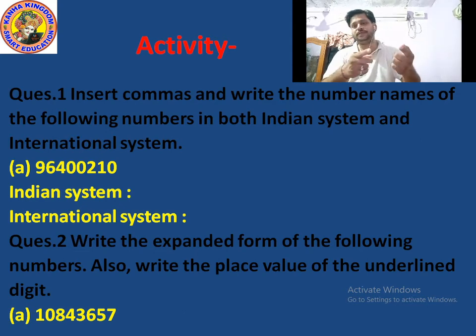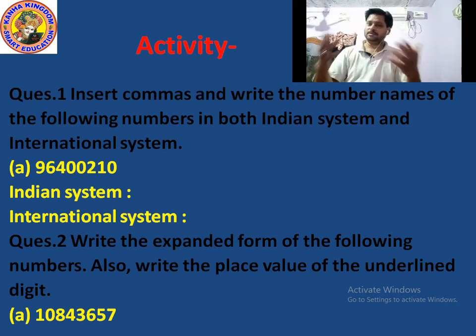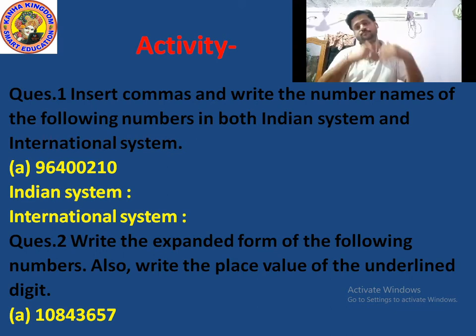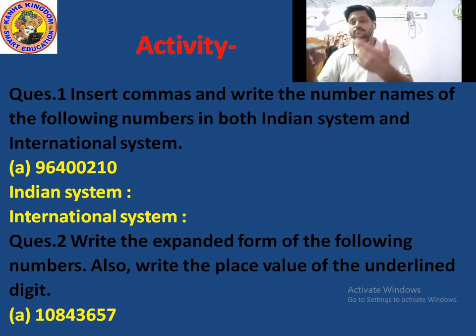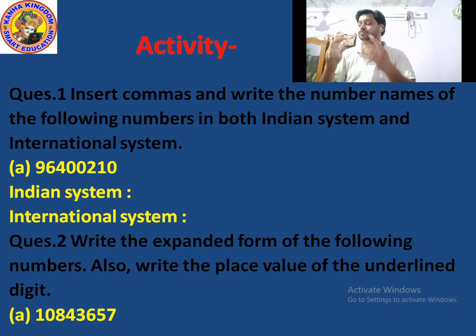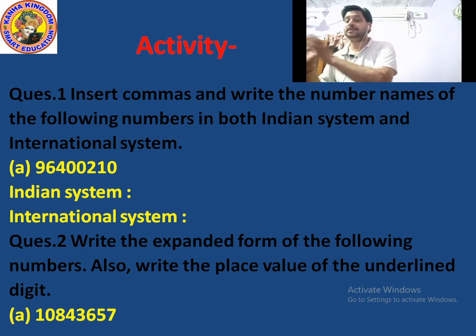9 is in which period? 6 4 comes in which period? 0 0 in which period? 2 1 0 in which period? You all understand how you can read it. 9, 6 4 0 0, 2 1 0. 2 1 0 means 210. 6 4 means 64. 0 0, nothing you have to write. So 9, 64, then 210.